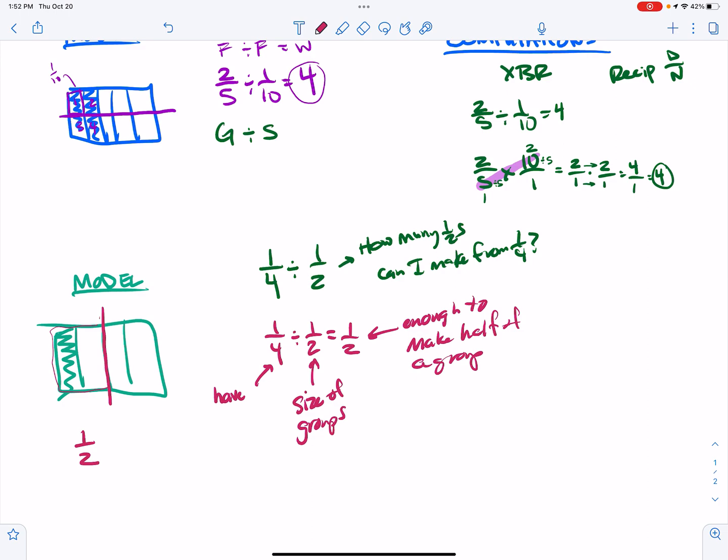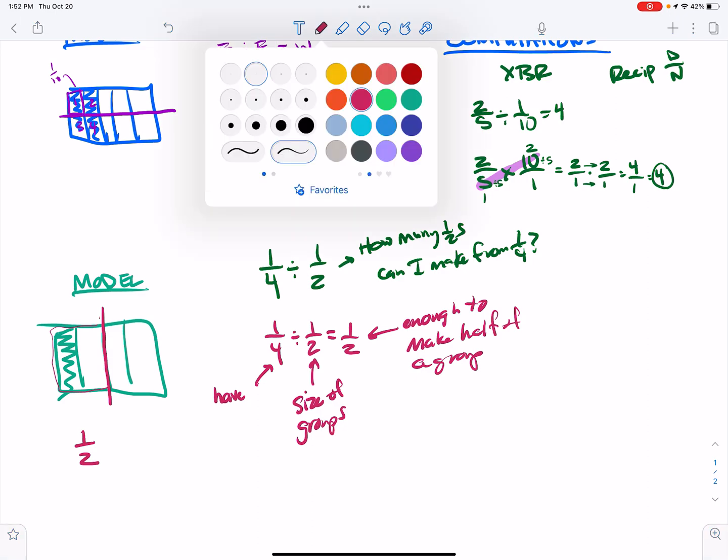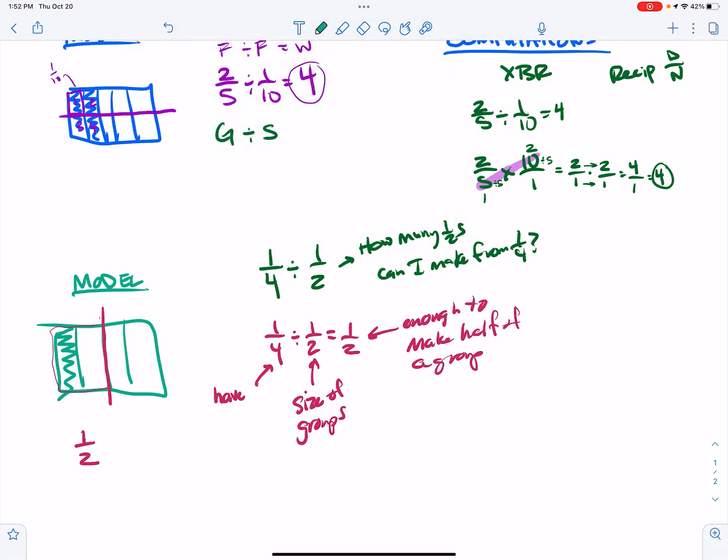So if we were to look at the computation for this, we are going to multiply by the reciprocal, 1/4 divided by 1/2. We know we are doing 1/4 times the reciprocal. And I am going to simplify this by dividing by 2. And so I am left with 1/2 times 1/1, and that is just 1/2. So our answer checks out, just like we did in the last one.